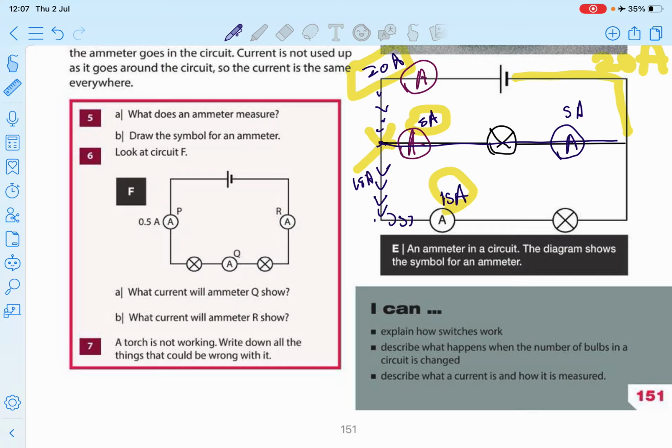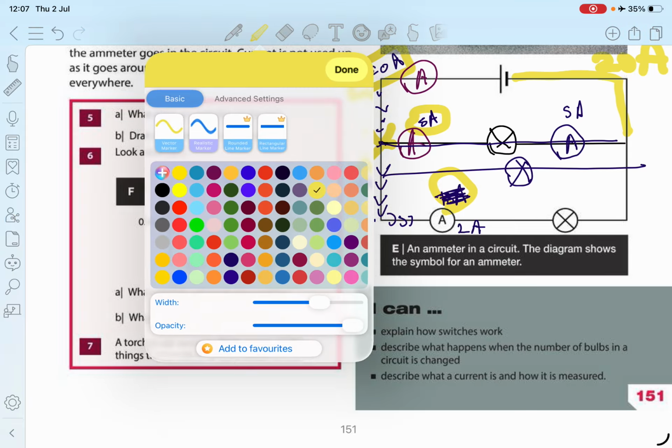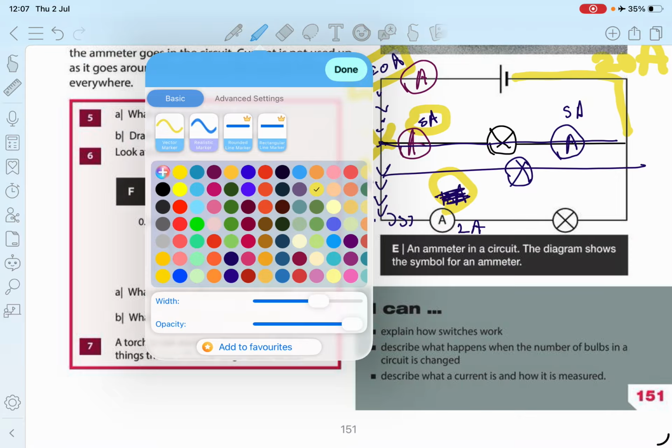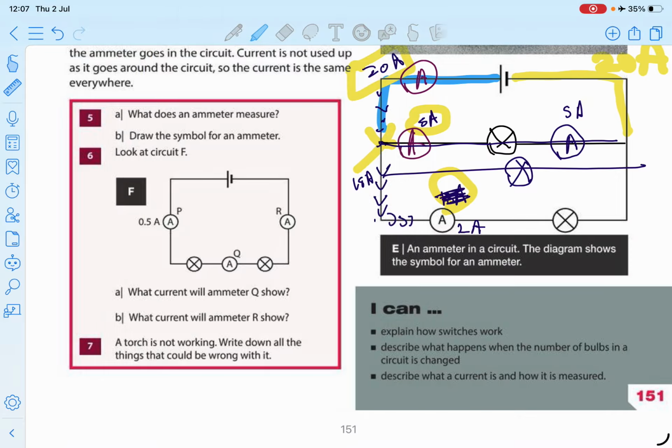It doesn't matter how many lines there are. If it is another branch, now I am erasing this. Now if the first one is 5 ampere, this is 2 ampere. Now what you can observe is that here the 20 ampere comes, in this line there is 5 ampere, and after this line it's 2 ampere.